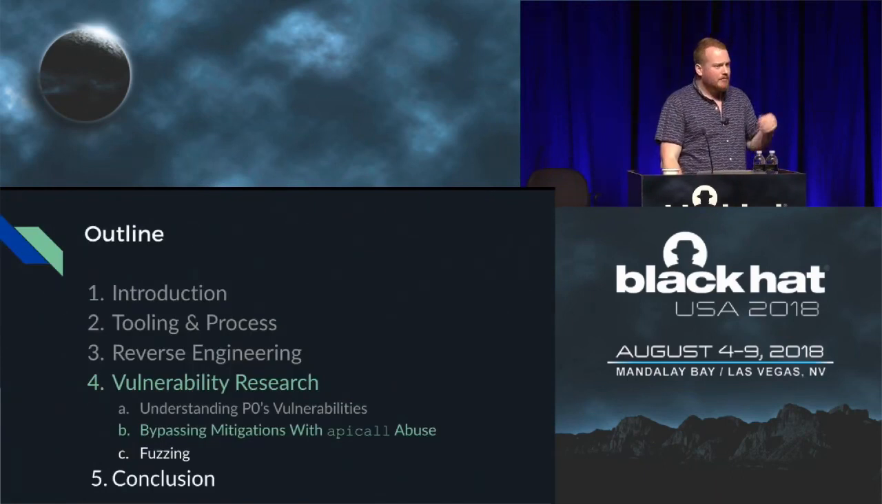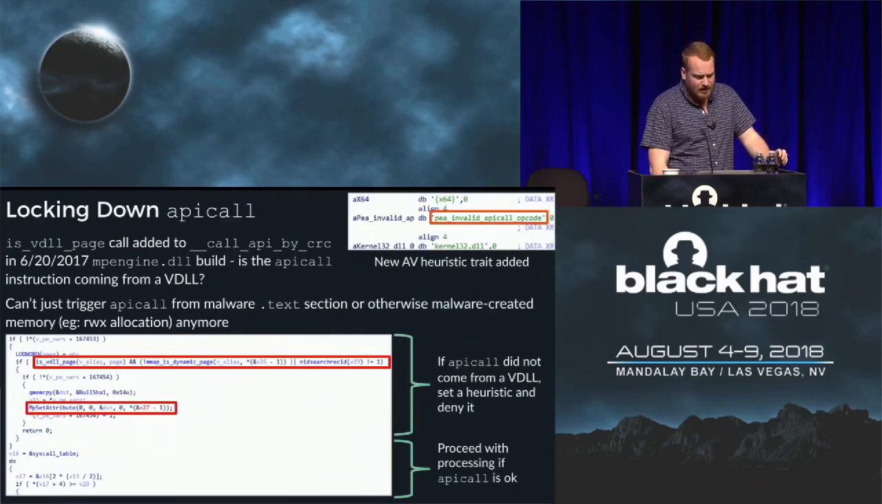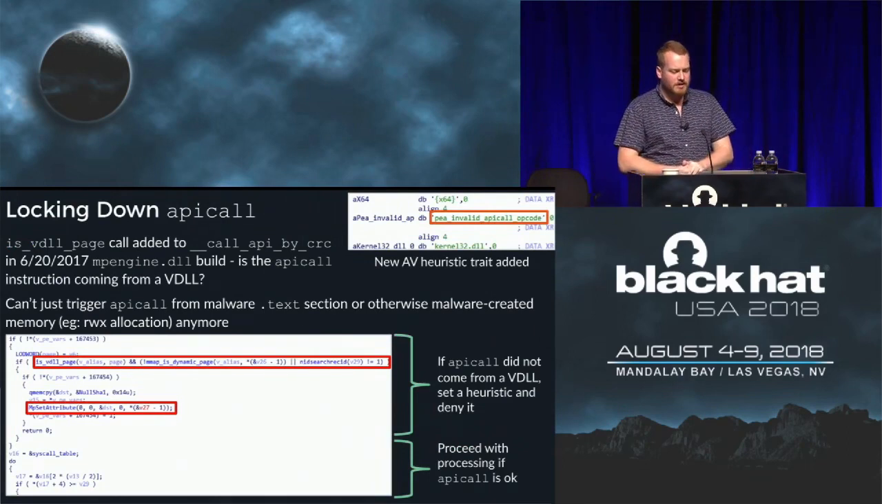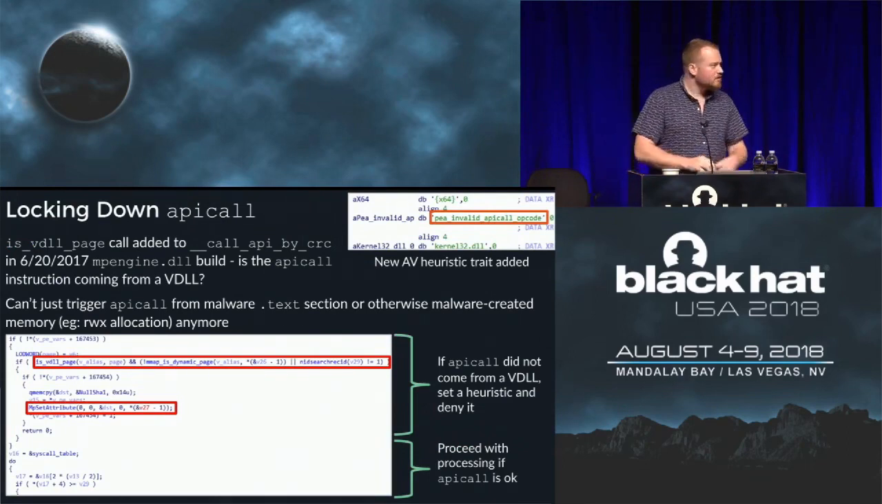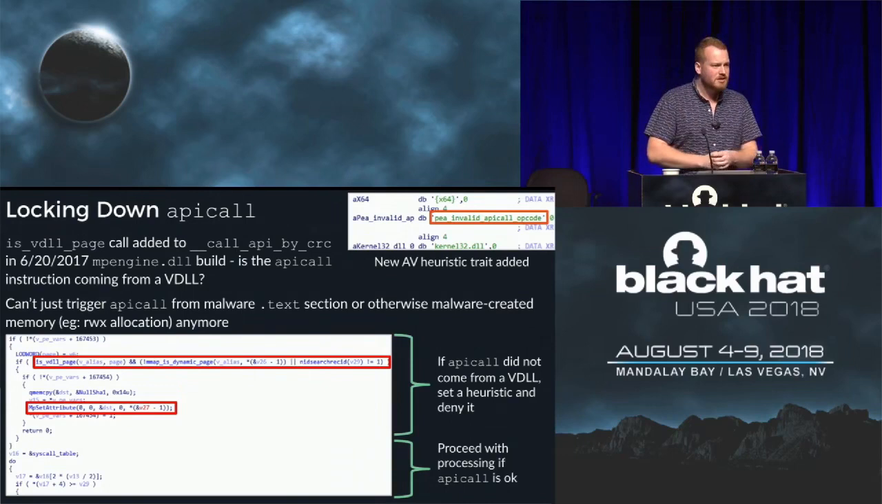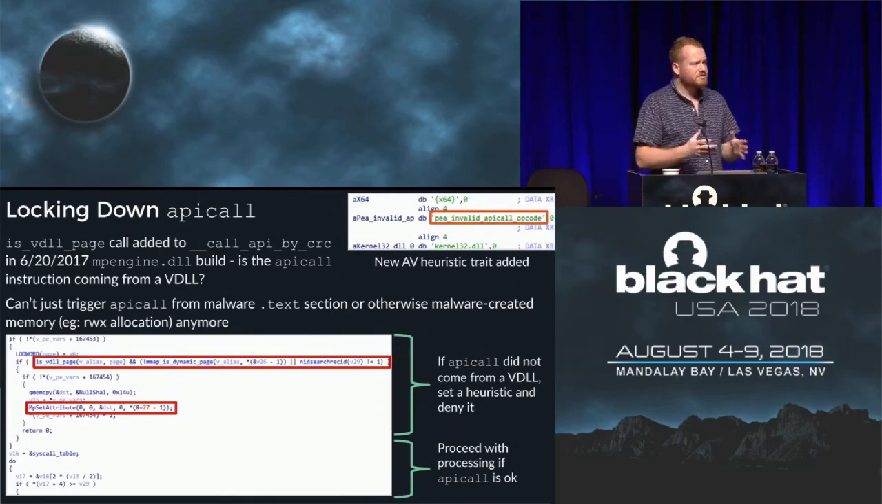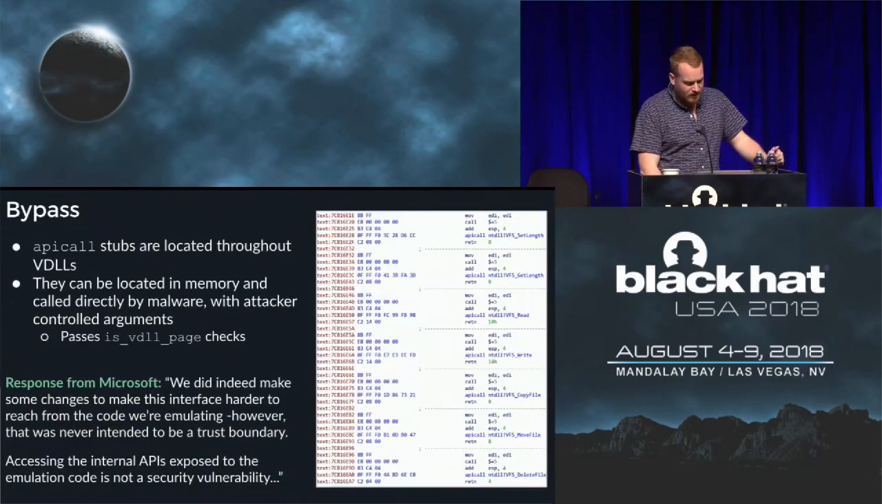So then Microsoft patched these vulnerabilities out, and I started looking at the API call instruction and the mechanism provided. I was actually able to get around some of the mitigations that Microsoft added. Microsoft added this check to isVDLL page, which is used whenever the API call instruction is invoked. It checks whether that API call instruction is coming from the malware text section or from a VDLL. This prevents you from using Tavis's trick of just generating the API call instruction yourself.